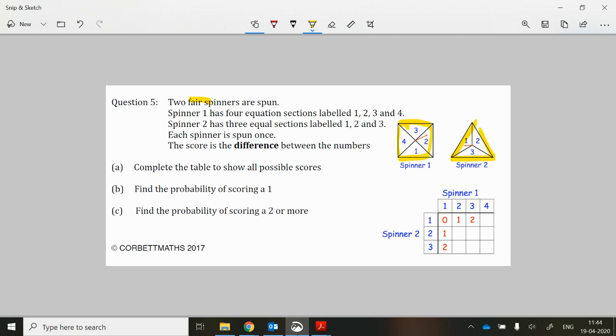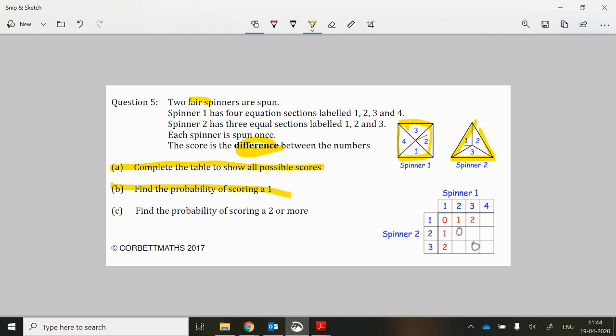This time the score is the difference between the numbers. So whatever 2 numbers you get, it's the highest take away the lowest of those 2 numbers. So you can't get negatives with the difference. Okay, complete the table to show all possible scores. So for example, the difference between 3 and 1 is 2, and the difference between 3 and 1 this way around is still 2. Okay, the difference between 1 and 1 is 0. So you're going to get zeros all the way down the diagonal to start off with, and then you can work out the other ones.